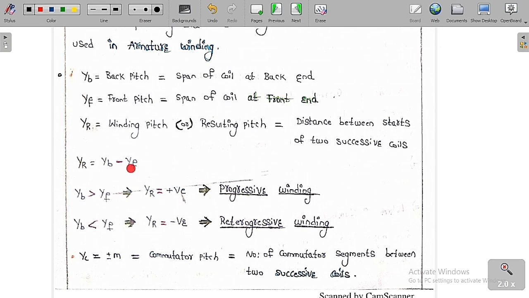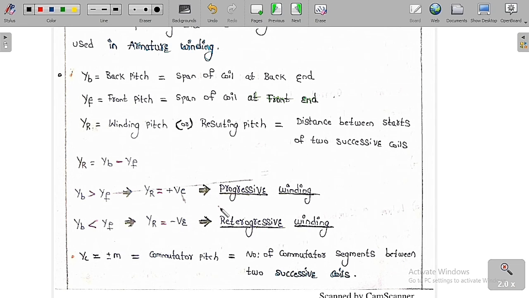Suppose YR is equal to YB minus YF. If YB is greater than YF, then YR is positive. It is said to be a progressive winding, meaning the winding is going to move in the forward direction. If YB is less than YF, then YR is negative. It is called a retrogressive winding. This is a very important point that you always need to keep in your mind.